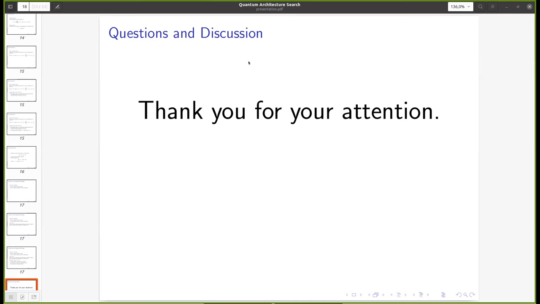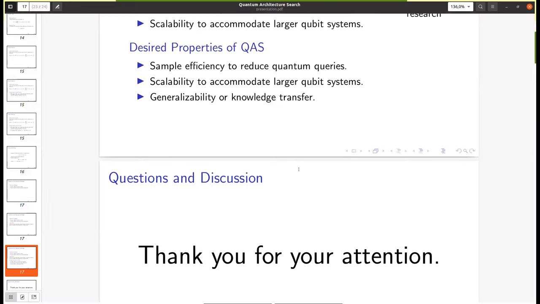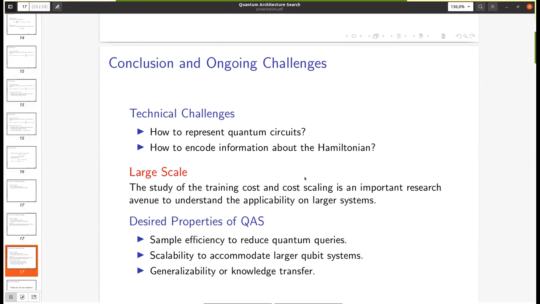So the question is, can you explain more about the cost function used to find better trainable expressible circuits? How to quantify the trainability and expressibility required for designing cost functions? Yes.